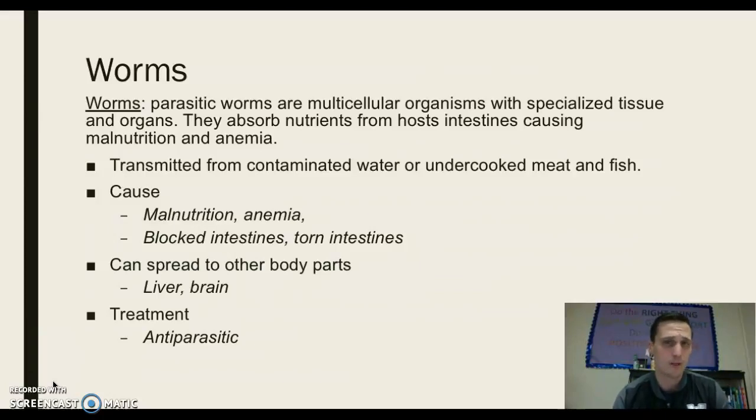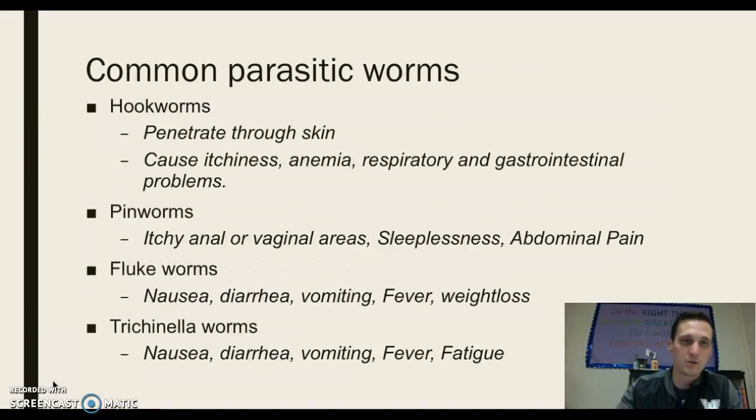It's transmitted through contaminated water or uncooked meat and fish. So eating something that hasn't been thoroughly cooked or cleaned, or water that hasn't been sanitized right, is what's going to allow these worms to survive, and then you consume them, causing malnutrition again, anemia, and they can even build up so much in number that they block the intestines or even start to tear your intestines. They can spread to other body parts like the liver and brain, so not just staying in the digestive tract but moving throughout the body, causing more problems. Treatment for this is antiparasitic medications.